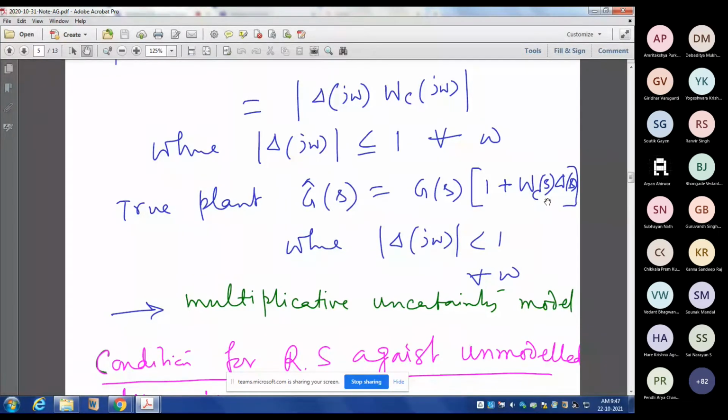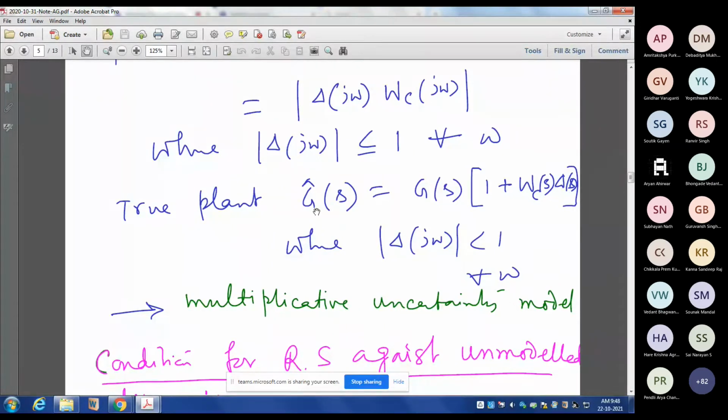Now we will see what is the condition for robust stability. That means robust stability means here what? I have designed a controller for the simplified plant. Now under which situation, having designed the controller for plant G(s), if I employ the controller for the true plant G hat(s), does the system still remain stable?